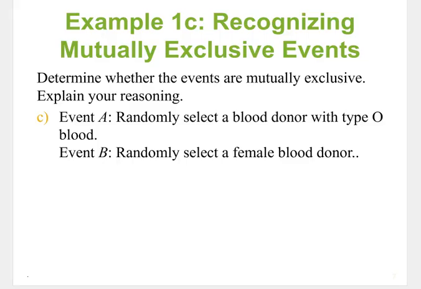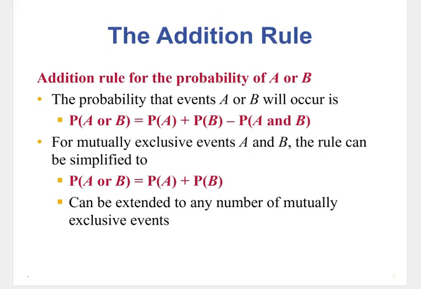All right, and we need to know about mutually exclusive events because we need those to talk about the addition rule. The addition rule for a probability is the probability that event A or B will occur. That formula is the probability of A or B is equal to the probability of A plus the probability of B minus the probability of A and B.